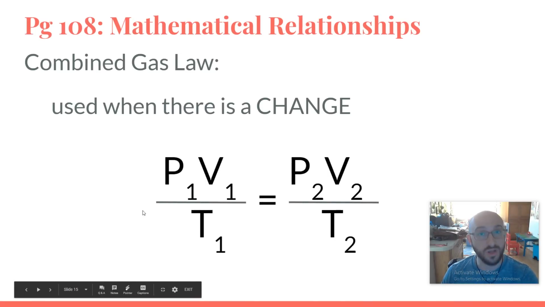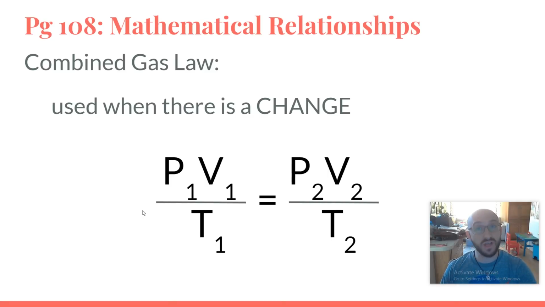The first pressure times the first volume divided by the first temperature equals some weird magic number. And because that weird magic number never changes, it also equals the new pressure times the new volume divided by the new temperature. But I told you, don't worry about what goes in the middle there. Don't worry about that magic constant.